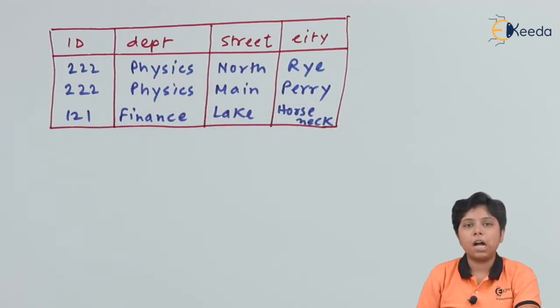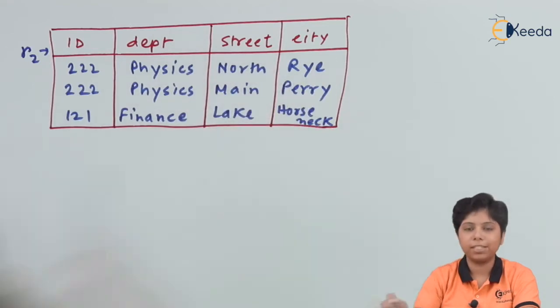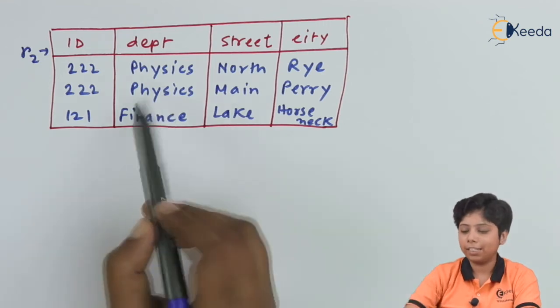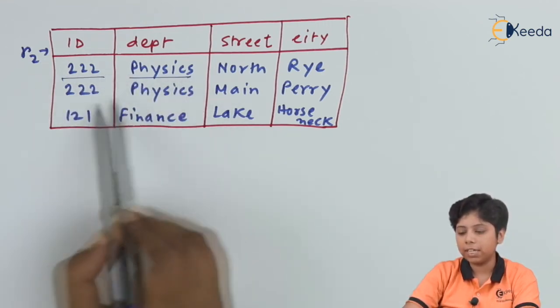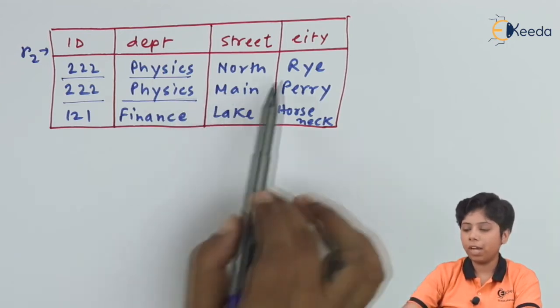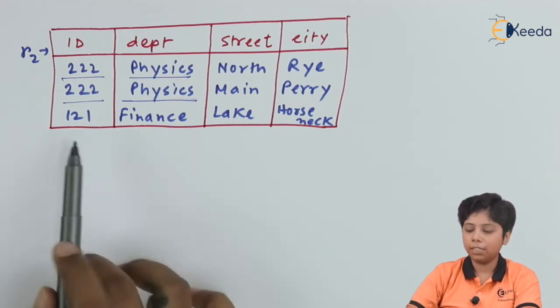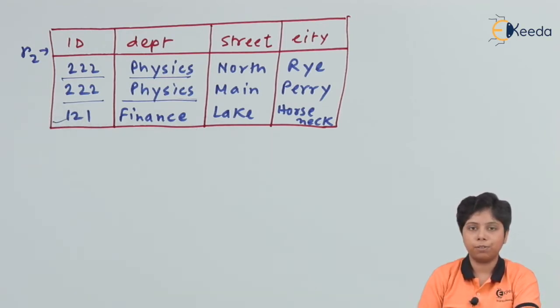Now consider the R2 relational schema again, which consists of the ID, department, street and city. Now we have some redundant information here, as we can see that the 222 and physics is repeated in these two tuples. Now we have got the street and city with two different names and the one-to-one relationship as this one.